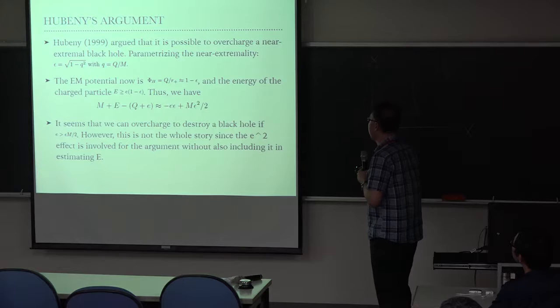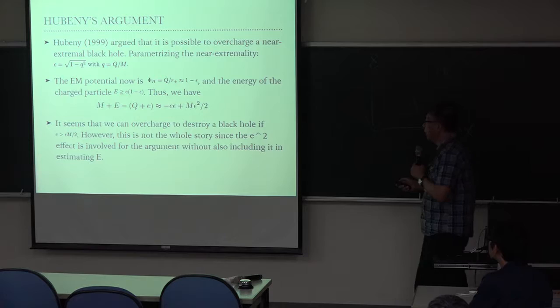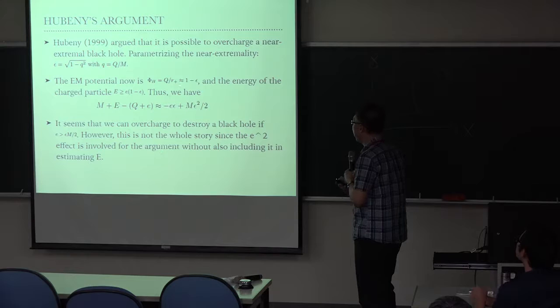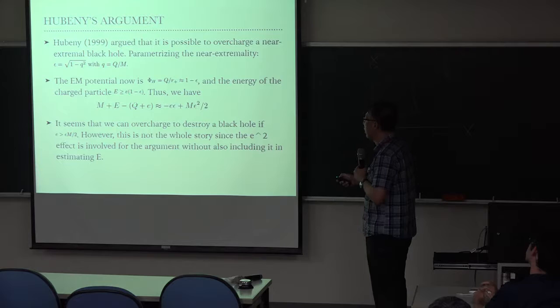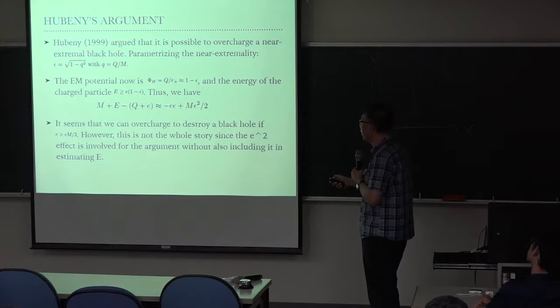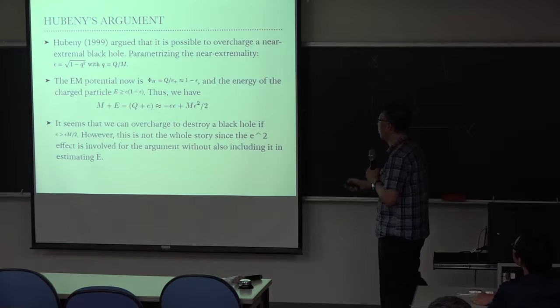So the argument is pretty simple. Basically, if this black hole is not extreme, then the potential is no longer equal to 1 on the horizon. So then there is a small deviation, and this deviation parametrizes how far away we are from extremality. Then the relation between the charge and energy for the particle becomes like this. So you put this particle into the black hole, and the mass becomes M plus E, and the charge becomes Q plus e. You will obtain this kind of inequality.